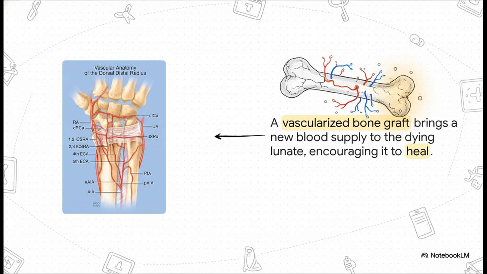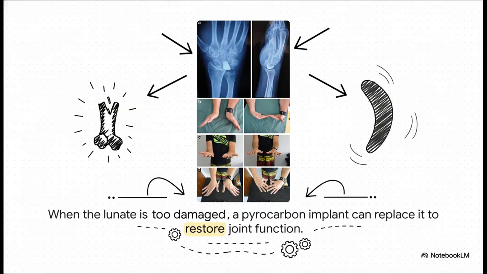Just amazing. But what happens if the lunate is already too far gone to be saved? Well, for those middle stages, one option is to just replace it. This X-ray shows an implant made of a special material called pyrocarbon. It's shaped to be a perfect stand-in for the original lunate, filling that gap and letting the rest of the wrist function much more normally.